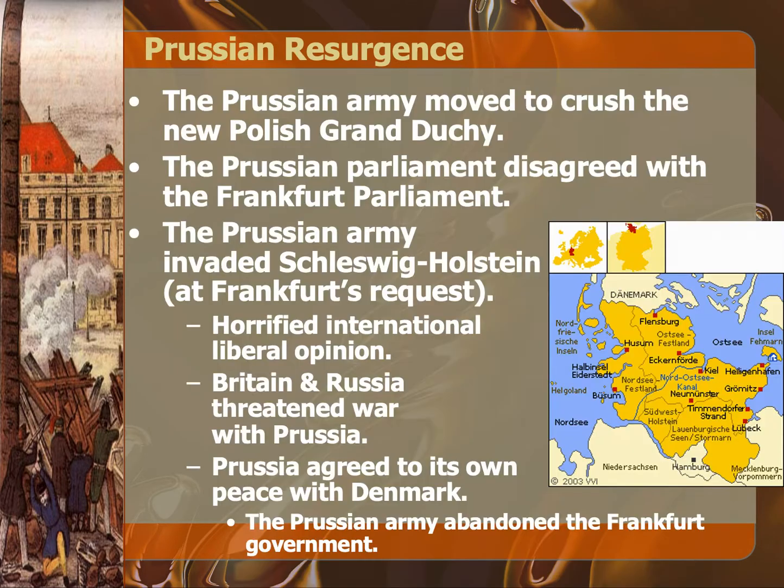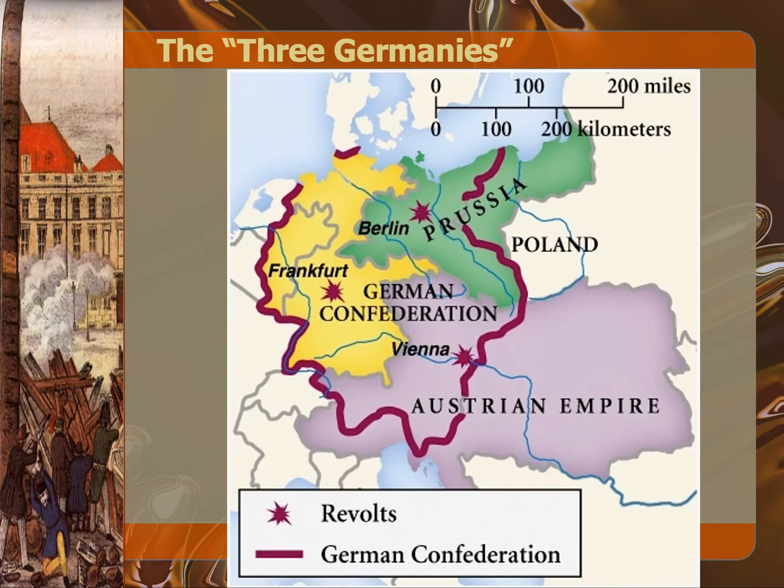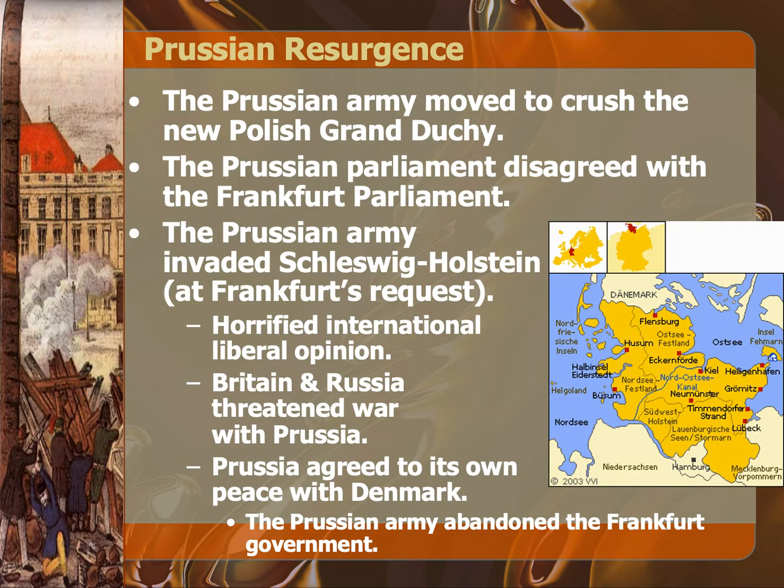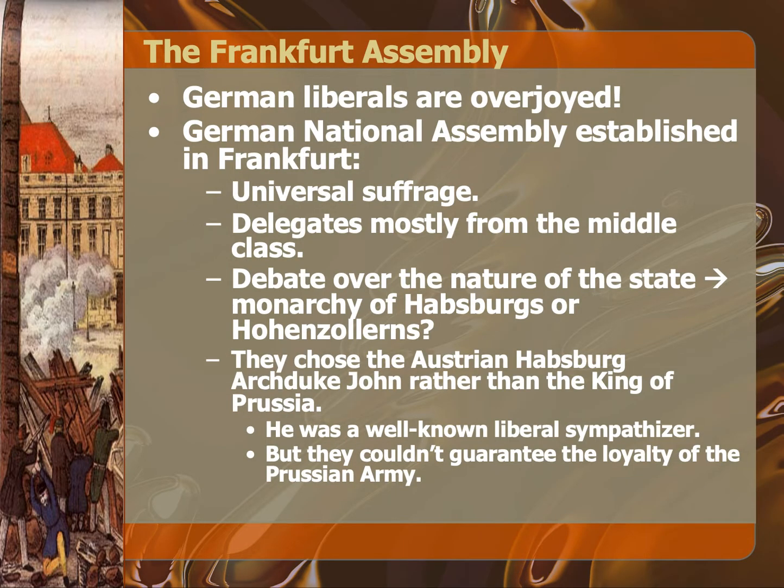And so what basically happens then is they decide that they can't work with this Archduke from Austria because he can't, again, have the loyalty of the Prussian army. So then they offer the monarchy of Germany to the Prussian king. And that didn't wind up working out very well. So I'll get to that in a second.